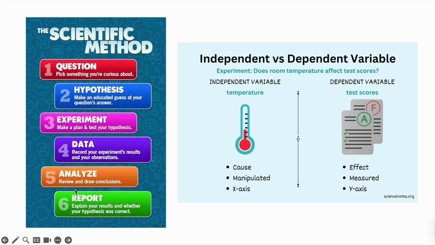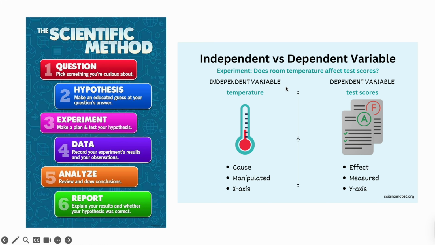Then you're going to analyze your data. This is where you're going to say, this is an interesting pattern or an interesting trend in the plants that grew in the sun versus those that grew in the darkness. Then from that analyzed data, you're going to create a conclusion or report where you explain your result and whether your hypothesis was correct. Now, it's important to understand the difference between your independent and dependent variables.